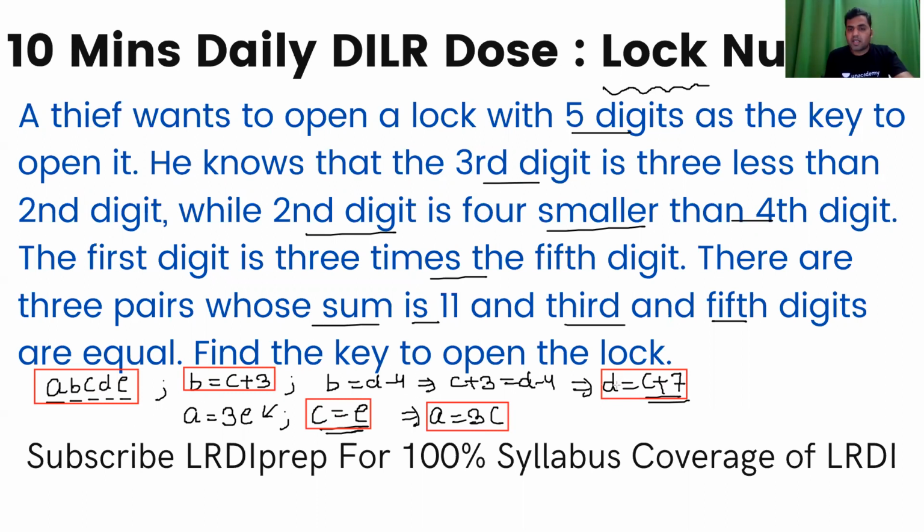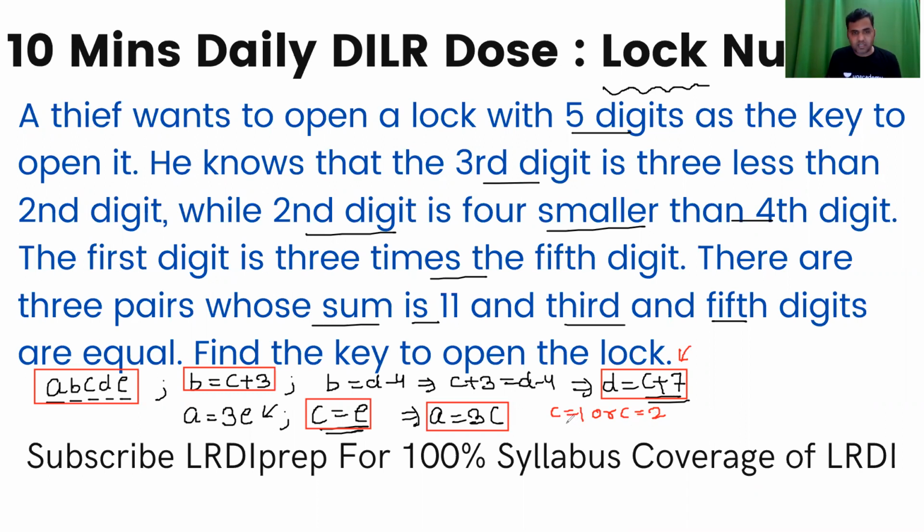Now look at the value of D. If I'm saying that D is equal to C plus 7, can I say that there are only 2 possible values of C? Looking at this relationship, I can say that C can either be equal to 1 or equal to 2, because D has to be a single digit number. If I take C as 3, D will be 10, which is not possible. So the 2 possible values of C are either 1 or 2.